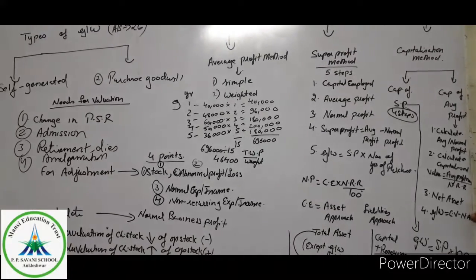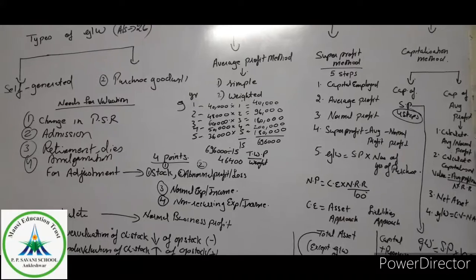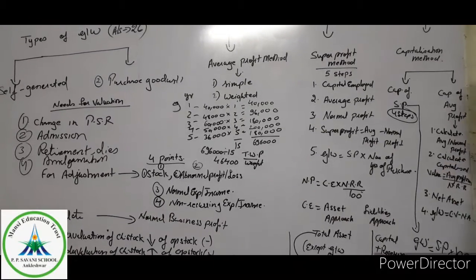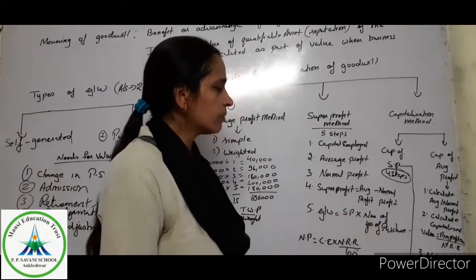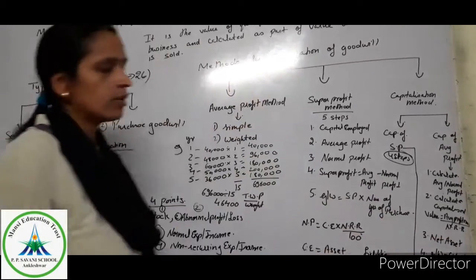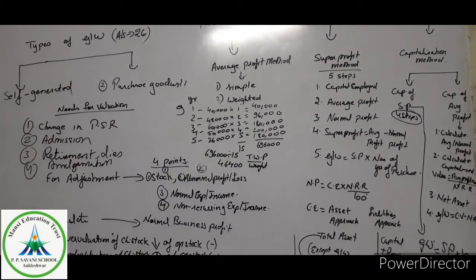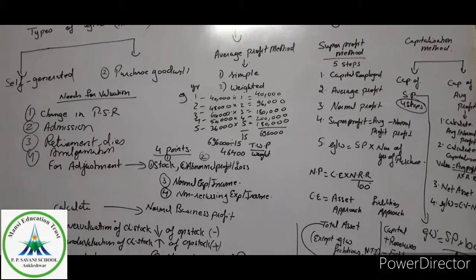And in the capitalization method, as I have given you, the first step is finding out the average profit, the next is the capitalized value. Use the formula to find out the capitalized value. Then net asset: goodwill is equal to capitalized value minus net asset. So this is all the methods which there are in the calculation of goodwill.